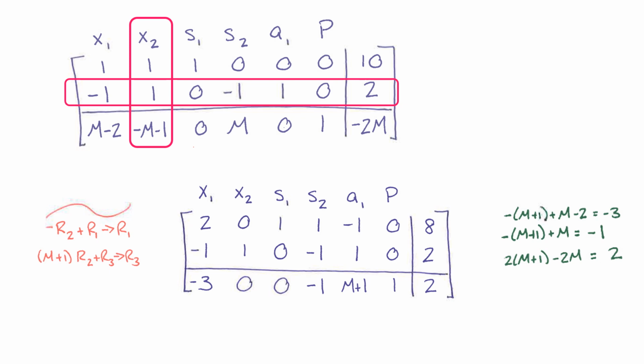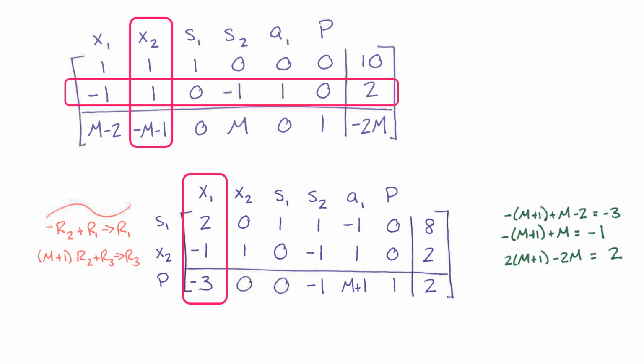So now my basic variables are x2, s1, and p, where s1 represents row 1, x2 represents row 2, and p represents row 3. Now this tableau is not optimal because we have negative values in the bottom row to the left of p, so we choose the most negative, and that happens to be negative 3, so column 1 is the pivot column. So x1 is the entering variable.